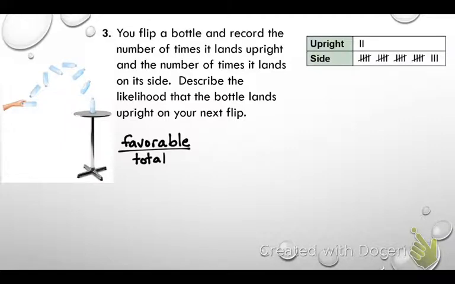So now let's look right now. How many times has it landed upright? 2. 2 times. How many total times did they flip it? 25. How'd you get 25? Because I added the upright to the side. You are correct. They obviously landed 2 right there. They landed 23 on its side. 23 plus 2 is 25 total.